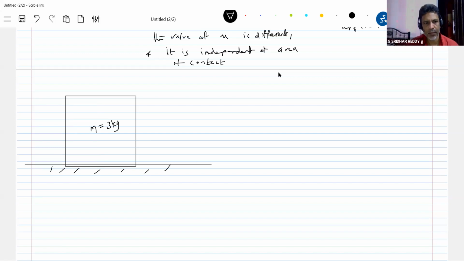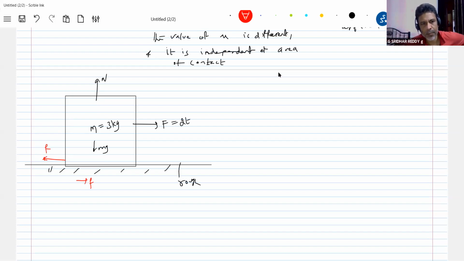Surface, rough surface. I'll apply a horizontal force which will vary with time like this. The normal reaction N, the weight mg, the friction force will be acting at this point. The friction by the block on the ground, this is the friction by the ground on the block. Let me assume some values.